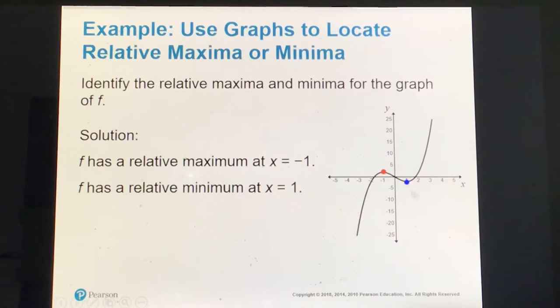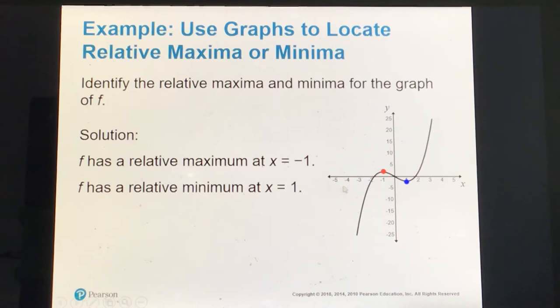The easy way to do this is on Desmos. If you push your finger right there, it will give you the ordered pair. So you could just graph this on Desmos, and you just touch the top of the bump, and you touch the bottom of the valley, and it will give you the coordinates, all right?